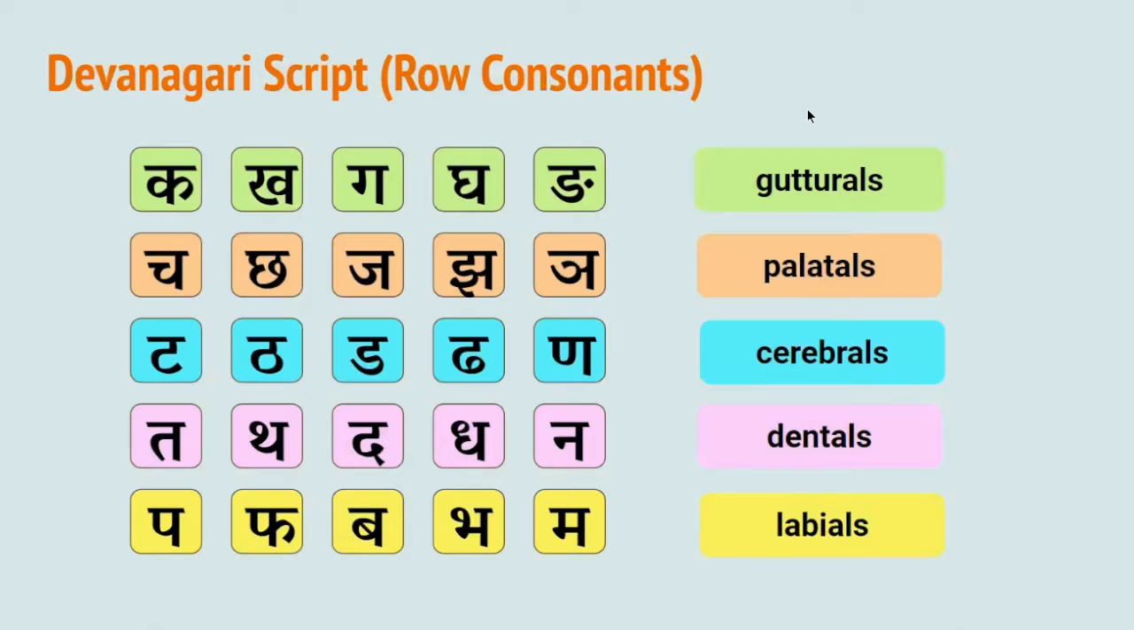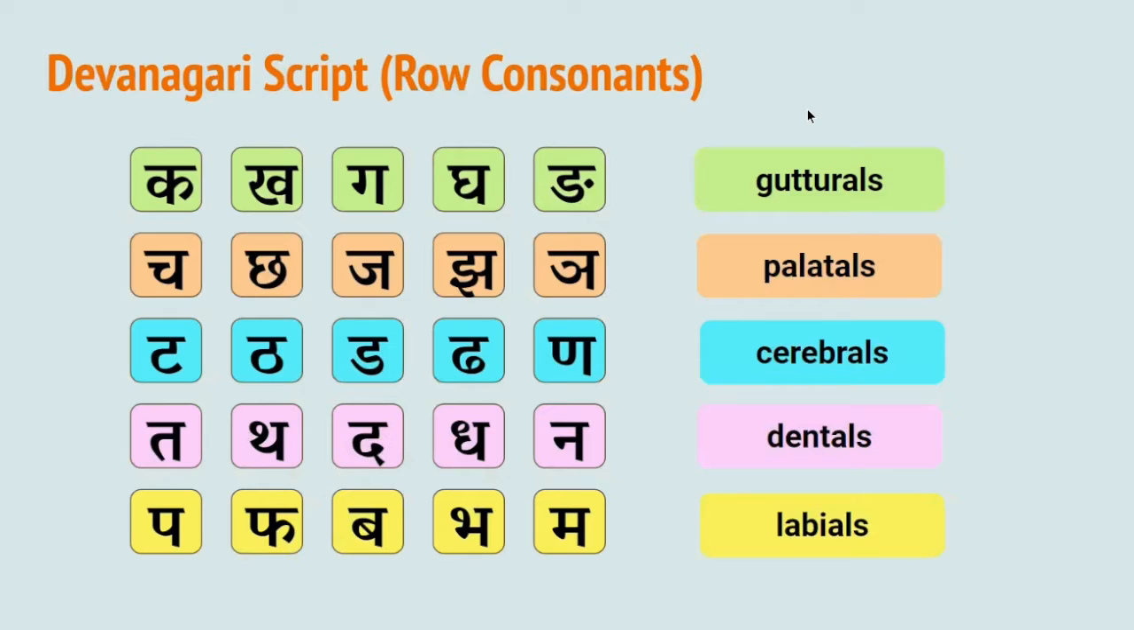Ka, kha, ga, gha, nga. Cha, chha, ja, jha, nya. Ta, tha, da, dha, na. Ka, kha, ga, gha, nga. Pa, pha, ba, bha, ma.